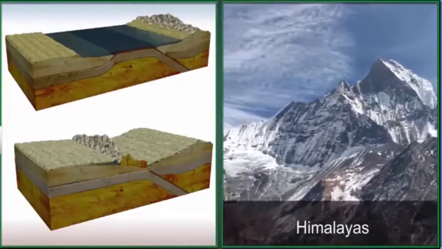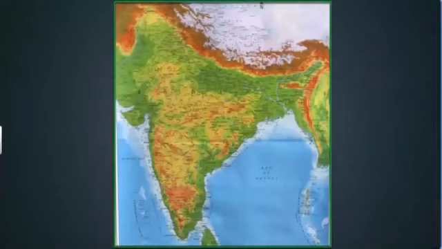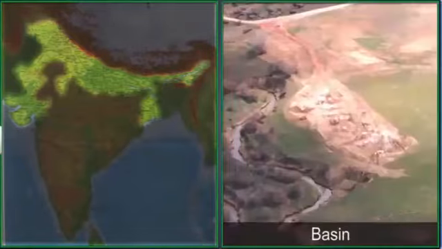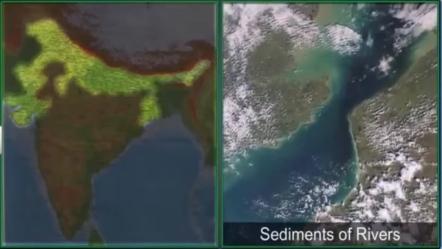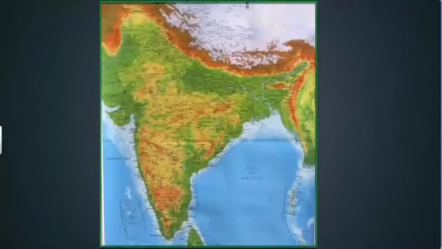This uplift also created a depression in the north. Over time, this depression formed a basin that got filled with the sediments of rivers flowing from the mountains. We now know this area, which is rich in fertile alluvial soil, as the northern plains of India.